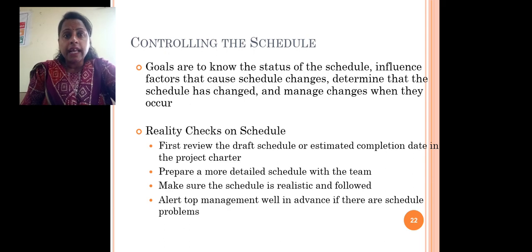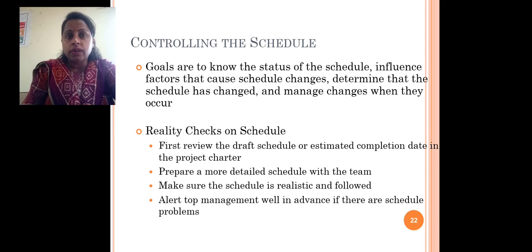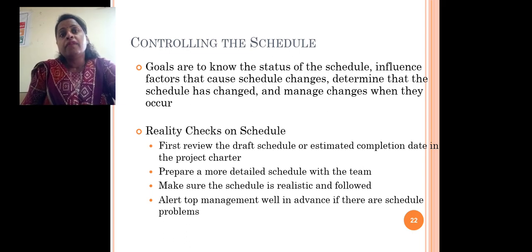Then the reality checks on the schedule. First, we have to review the draft schedule or estimated completion dates. We have to prepare a more detailed schedule with the team. Then make sure that the schedule is realistic and followed by all team members, and alert top management well in advance if there are schedule problems.